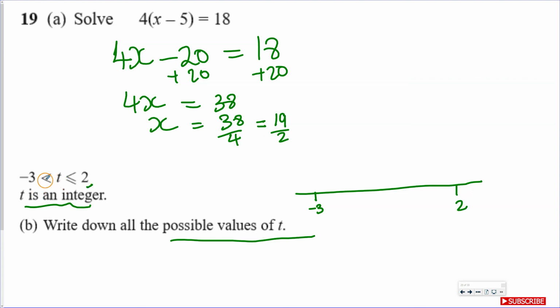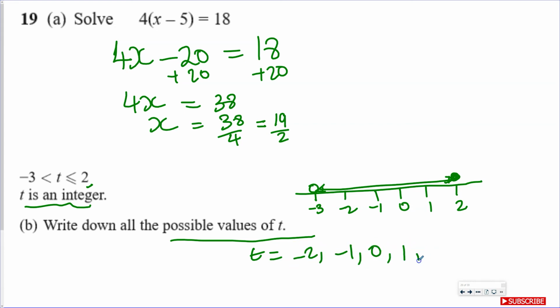And t is greater than negative 3, so we have to put a white circle there. That means the number cannot be equal to negative 3, because there is no equal part in this inequality symbol. But t is less than or equal to 2. That means it can be 2, and all the numbers in between. So the answer, all the integers, is t equals negative 2, negative 1, 0, 1, and 2. You can't have negative 3.